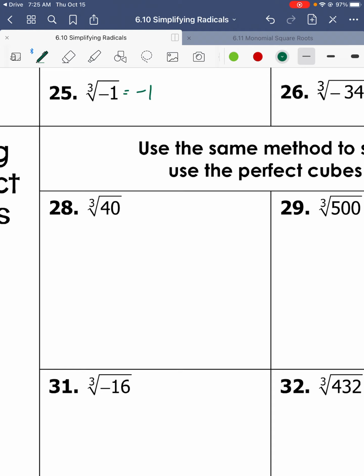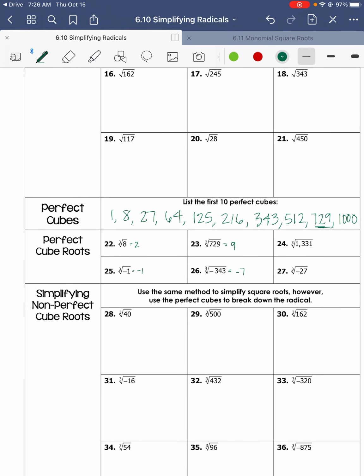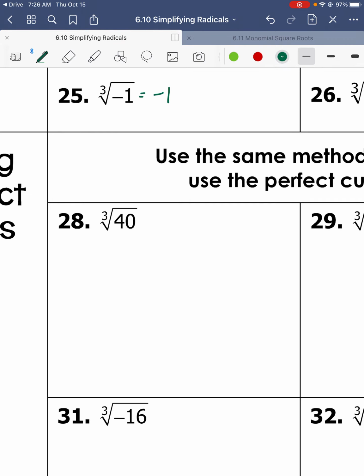So 40, we want to split apart into factors that are perfect cubes, okay? So we're going to look at our list of perfect cubes up here and see if any of these are factors of the radicand here, 40. And 1 is not necessarily going to help us any because the other factor would be the radicand. So let's skip 1 over to 8. And it turns out that 8 is a factor of 40, 8 times 5.